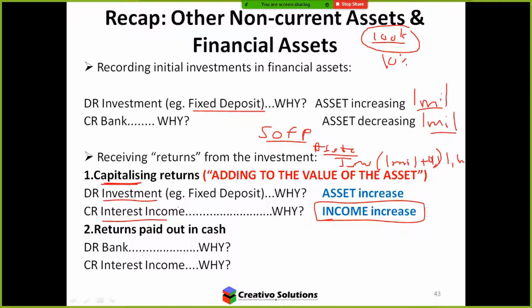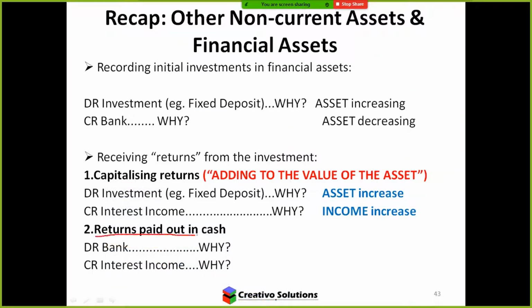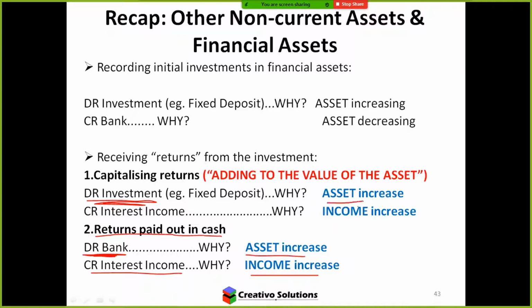Okay. If you choose to get paid out, so we don't want to grow the investment, we want the proceeds from that investment to be paid out, then you're obviously going to debit the bank and credit the income instead of debiting the investment. So the first option is capitalizing, meaning adding to the underlying investment, or getting the actual cash, receiving the money, physical money going to the bank account. Asset increase, income increase. Notice both are identical.